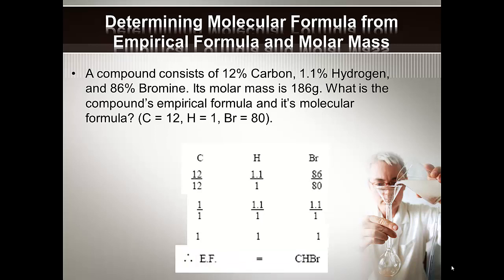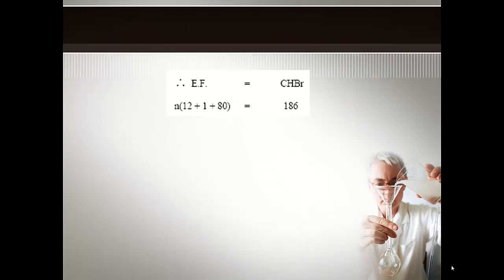And we're given the empirical formula, so one of each, CHBr, that's the empirical formula. What we do need to solve though is the molecular formula. So we need to go ahead and solve that molecular formula. So the empirical formula is CHBr, right? Now, if we work out the molar mass of CHBr, that's 186.